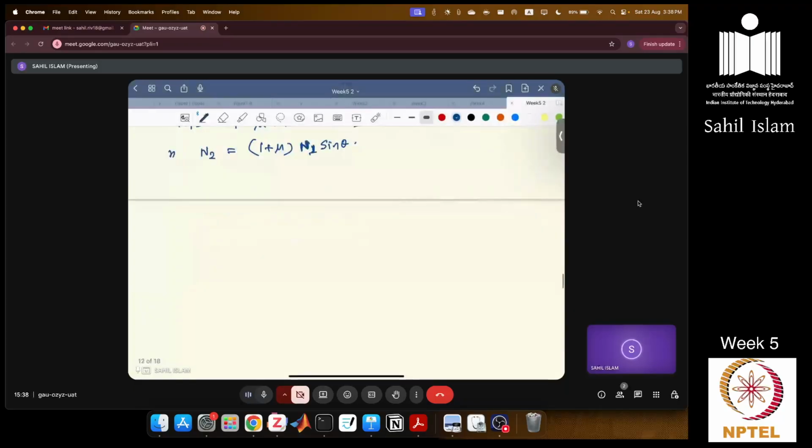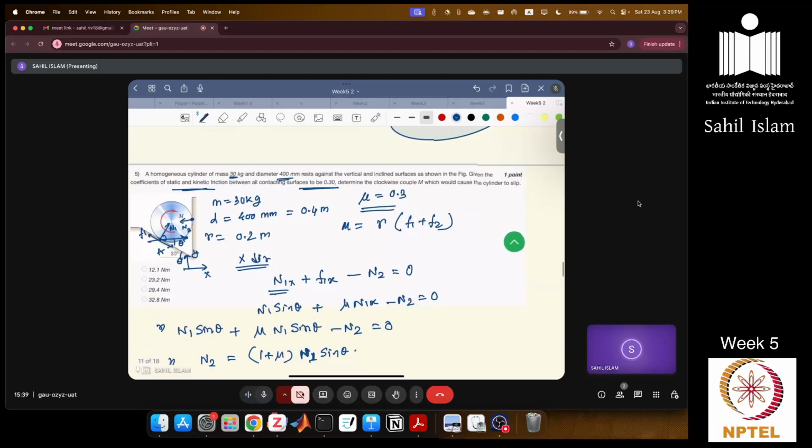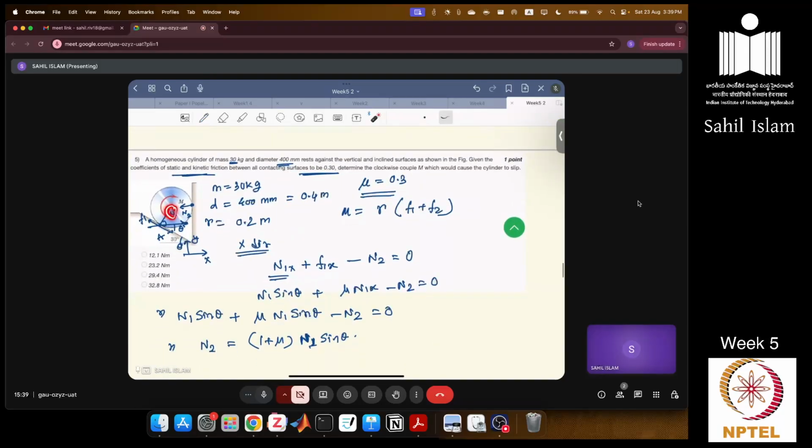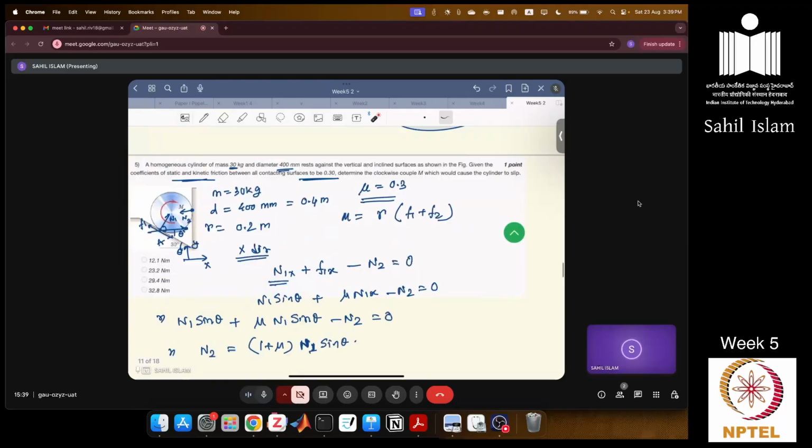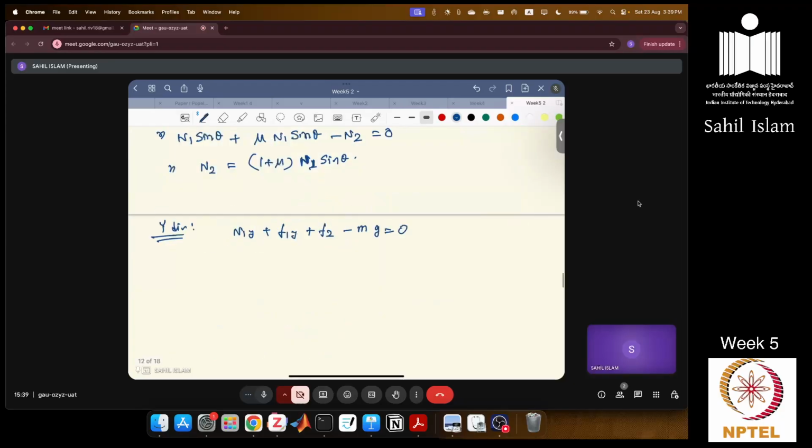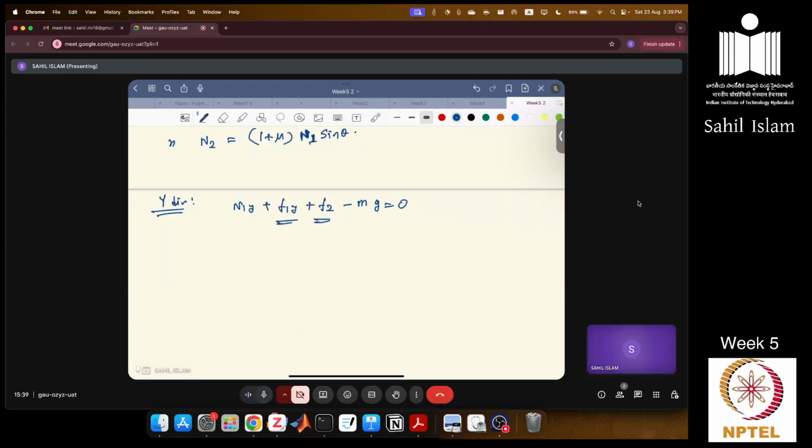Now we'll do the same in y direction. So in y direction, what we have is n1y plus f1y plus f2 minus mg equals 0. So n1 y component, if this force is y component, and this force, so there is mg like this, and this f2 is there. So frictional force f2 minus mg equal to 0.